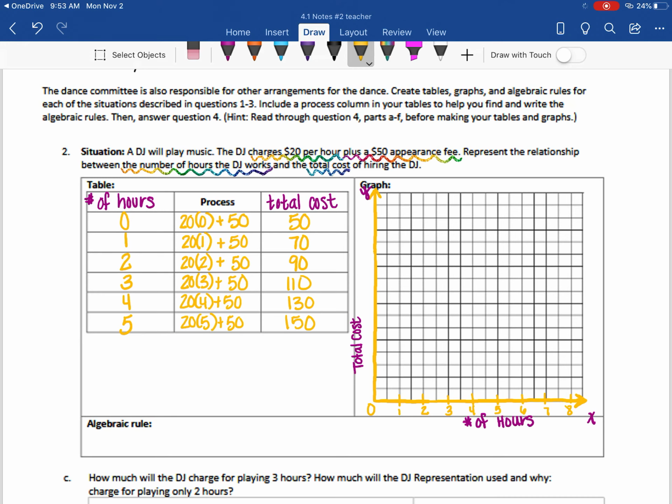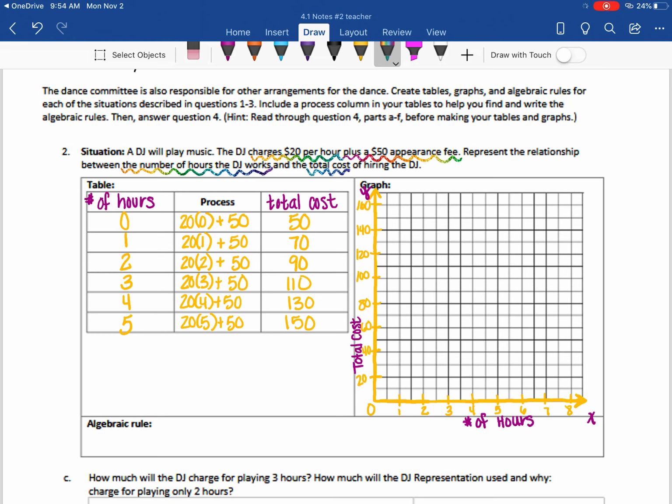And then I want to look at my total cost. So I need to fit from 0 all the way up to 150. Looking at this, I'm probably going to have to count by tens. I'm not going to label every grid line, I'm just going to label every other one. But we are going to count by tens so I can fit everything here. And then that allows me to get all of my data from my table on my actual graph.